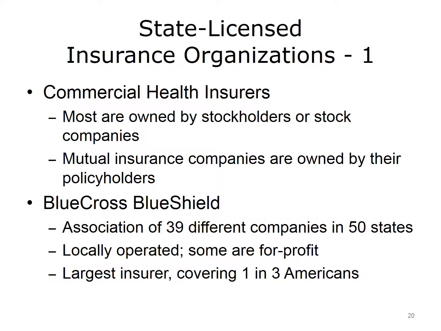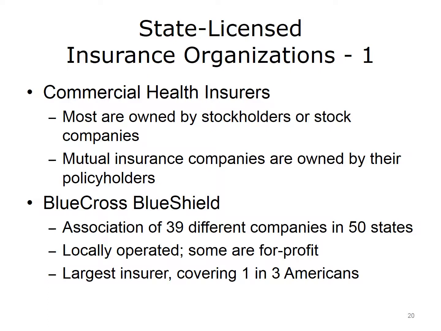There are three types of state-licensed insurance organizations. Commercial health insurers, also known as privately funded health plans or simply insurance carriers, are most often owned by stockholders or stock companies.